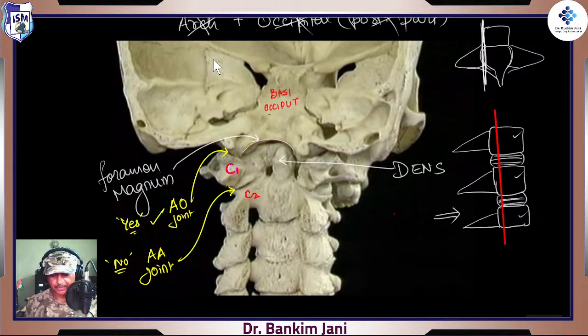Basiocciput. Do remember these structures because when we'll be talking about those ligaments, we'll straight away say that it will start from basiocciput and it will go over here, there, etc. Right? So that's it. This much is to be understood. Rest all is easy, right? Regarding the body and the lamina, etc. That is all fine. But this much is clear.